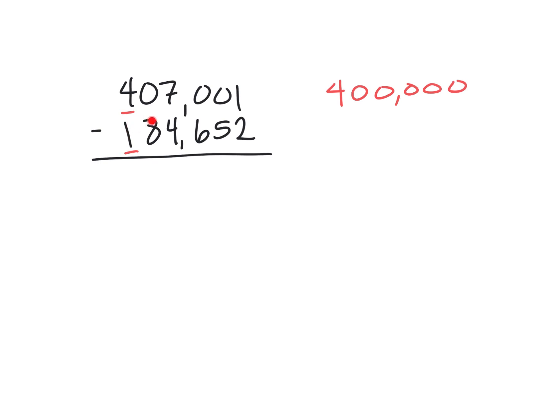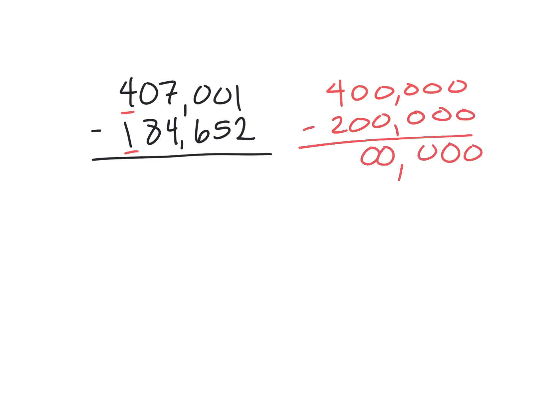And this is a 1, but his neighbor is an 8, and that's an up number. Tells the 1 to go up to a 2, and I'll have a 2, 0, 0, 0, 0, 0, and subtract. So Mr. Mora has around 200,000 more bottles of water in his classroom than I have.